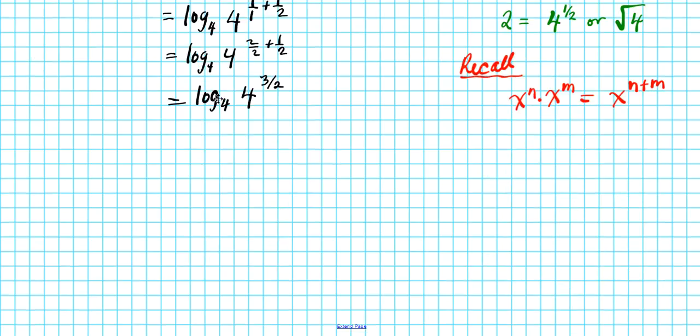Now, the base of our logarithm is identical to the base of our exponent. We may apply the inverse property of logarithms. This cancels out. Our final answer is 3 over 2. That's why it was challenging, because the result is a fraction. All right, let's take a look at question 8.